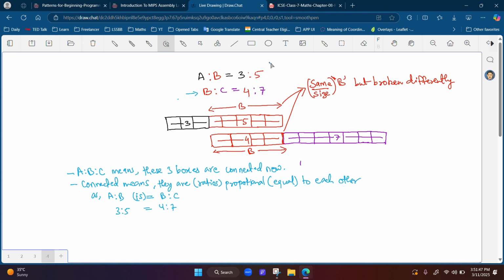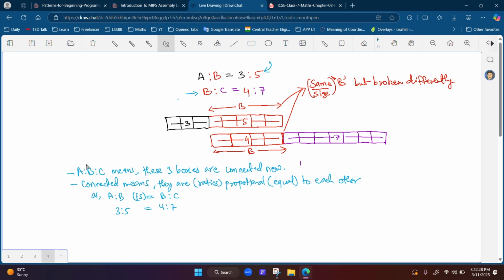But since if you see the numbers here, first 5 is the number for B. In the next ratio, 4 is the number for B. And ratio means partitions only. Now up next, A ratio B, B ratio C means these boxes are connected now. So imagine as if these black and red and the bottom red and purple boxes are connected, but I can't draw purple here because of the different partitions of B.